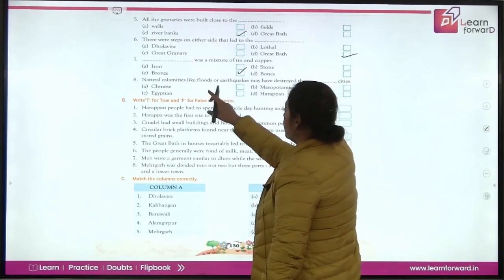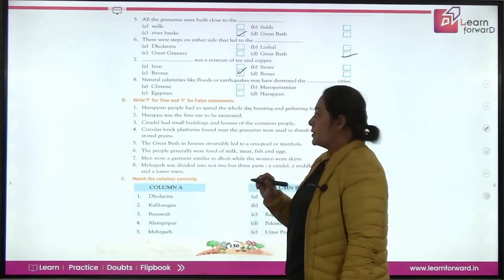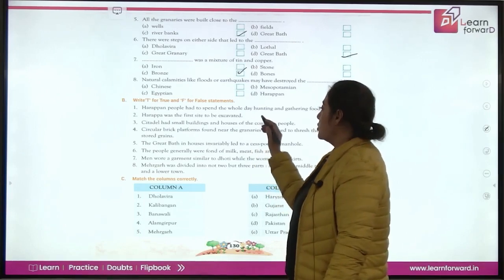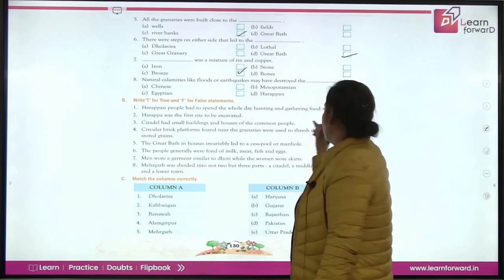right? Then, natural currencies like that the earth may have destroyed the electricity. So let's come to two aspects. Harappan people had to spend the whole day hunting and gathering, no way that so difficult. Harappa was the first site to be excavated, yes.